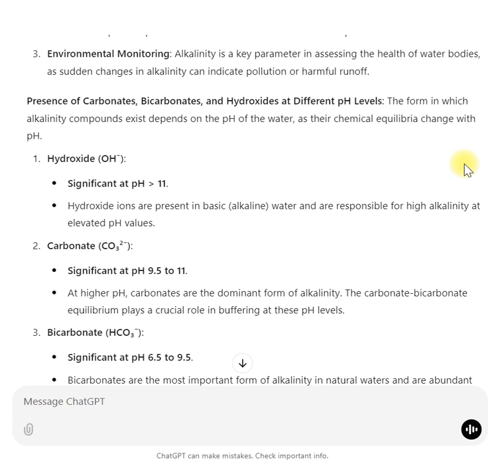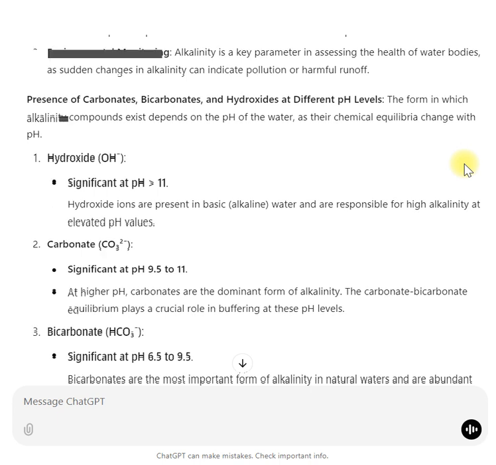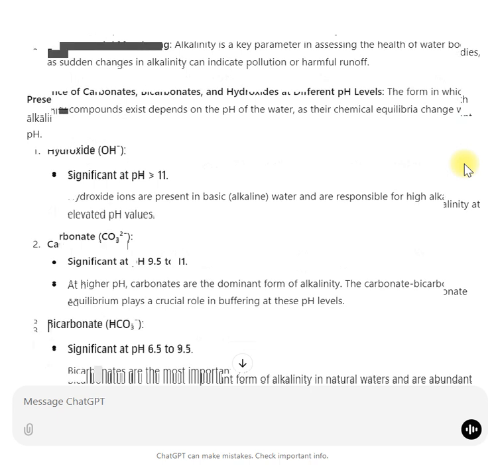At higher pH, carbonates are the dominant form of alkalinity. The carbonate-bicarbonate equilibrium plays a crucial role in buffering at these pH levels. 3. Bicarbonate, HCO3⁻, significant at pH 6.5 to 9.5. Bicarbonates are the most important form of alkalinity in natural waters and are abundant in slightly alkaline to neutral waters. 4. Carbonic acid, H2CO3, present below pH 6.5.